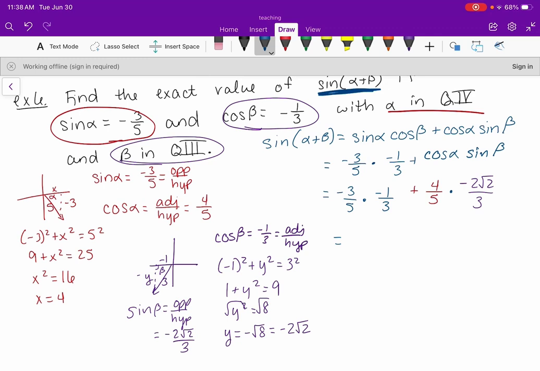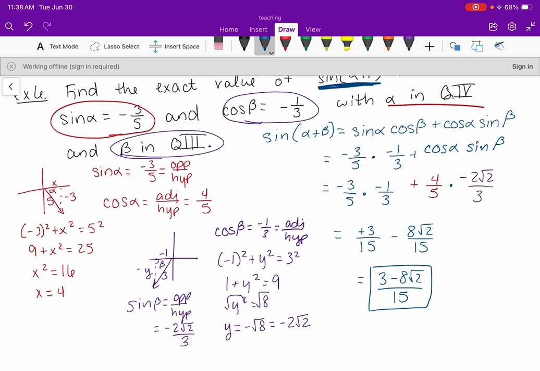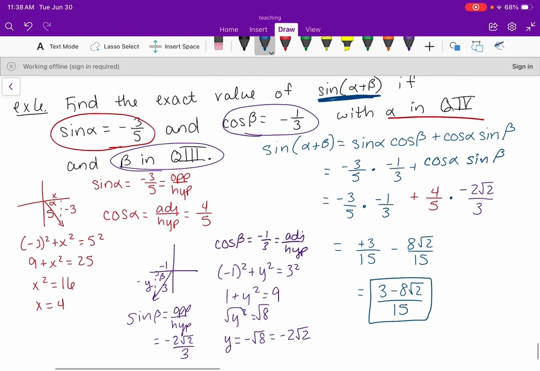So just be careful. I'm going to simplify now, so I get positive 3 over 15 minus 8 root 2 over 15. So I get 3 minus 8 root 2 over 15. And we can just leave this as it is. I really do like this one. You just have to be careful that you don't plug this in as alpha or this in as beta. You have to replace the whole thing.